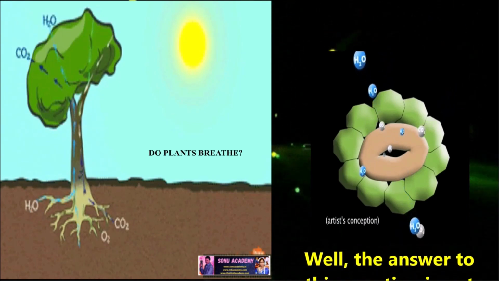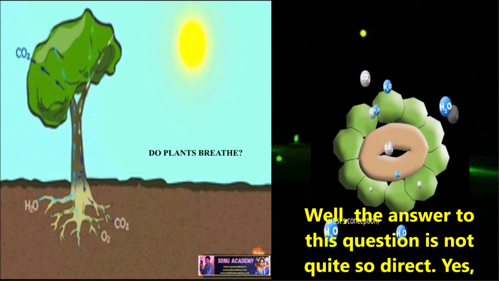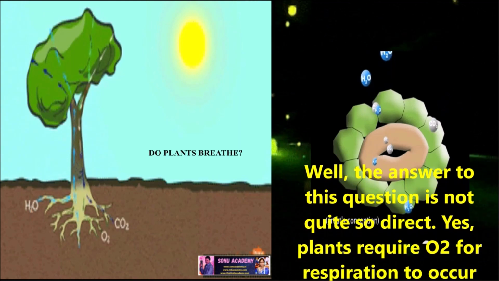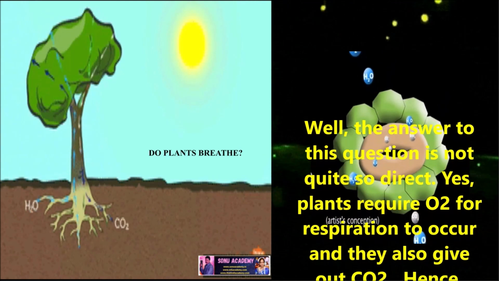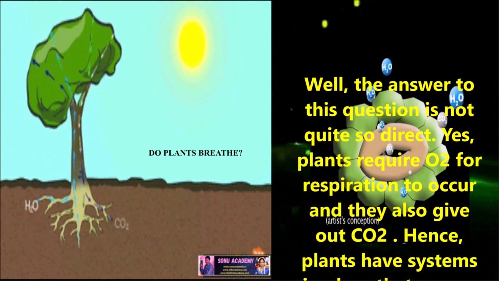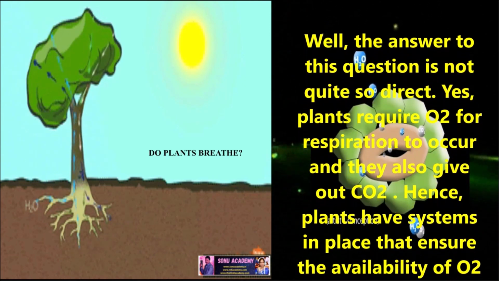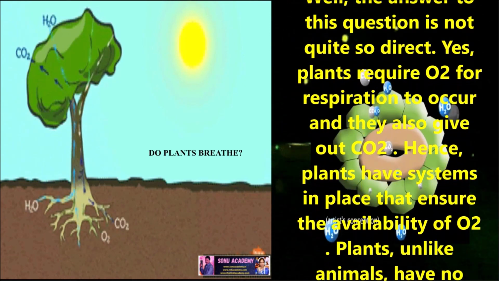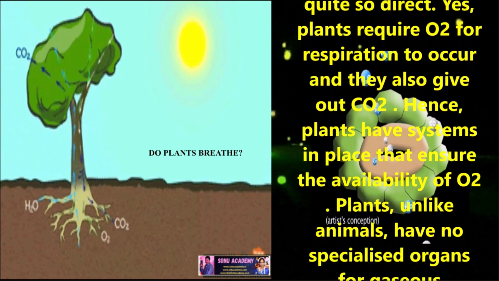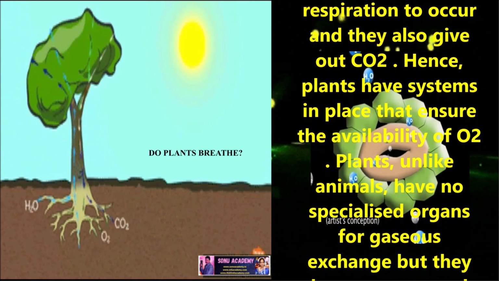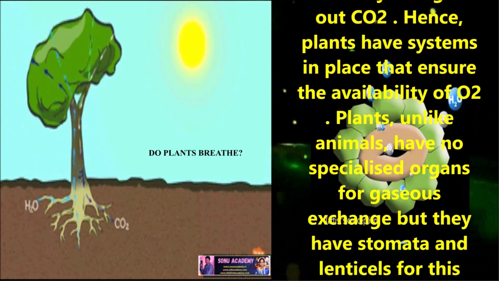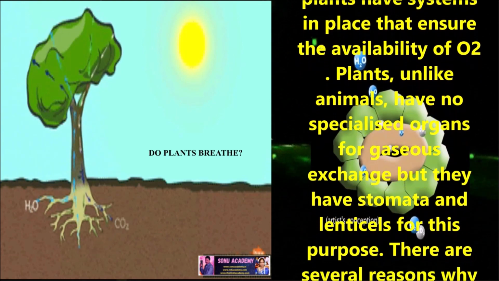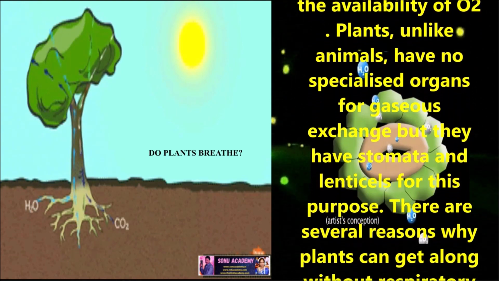Children, let us see, do plants breathe? Well, the answer to this question is not quite so direct. Yes, plants require oxygen for respiration to occur and they also give out CO2. Hence, plants have systems in place that ensure the availability of O2. Plants, unlike animals, have no specialized organs for gaseous exchange, but they have stomata and lenticels for this purpose.